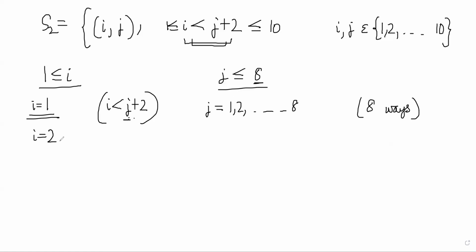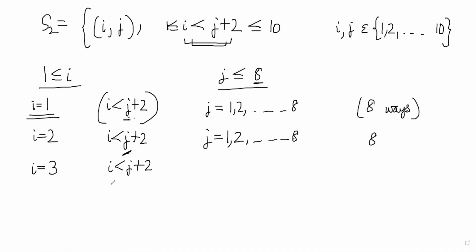When i is equal to 2, again we have to try to satisfy this inequality, i is less than j + 2. So now again, j can take the value 1 also. It can take the value 2 also, because 2 is less than 3. So that is correct. And obviously it can take all the values 1 to 8. So again, 8 ways.